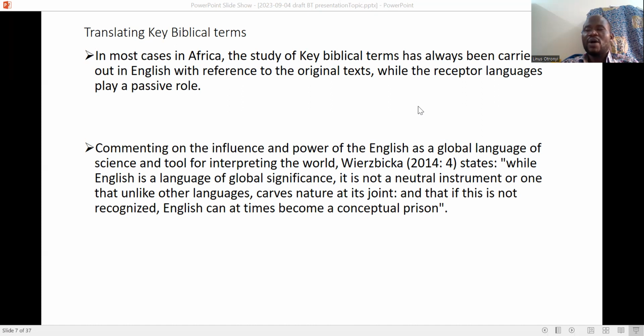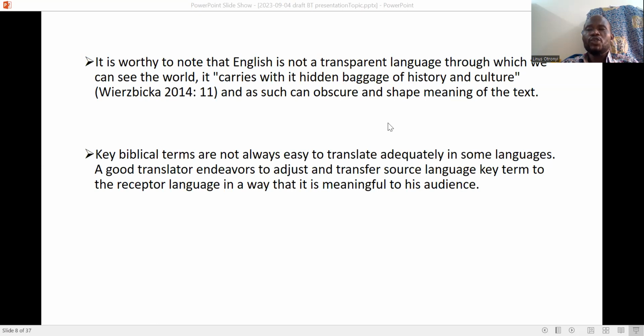Commenting on the influence and power of English as a global language of science and tools for interpreting the world, Webster 2014 states, and I quote, "While English is a language of global significance, it is not a neutral instrument or one that, unlike other languages, carves nature at its joints, and if this is not recognized, English can at times become a conceptual prison." End of quote. It is worth knowing that English is not a transparent language through which we can see the world. It carries with it hidden baggage of history and culture, and as such can obscure and shape the meaning of the text.